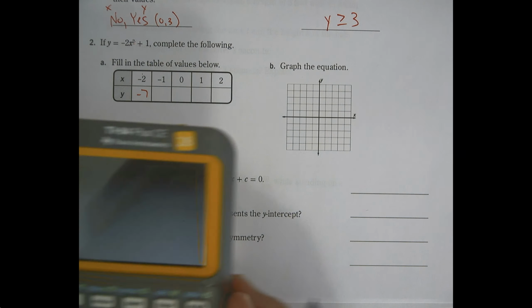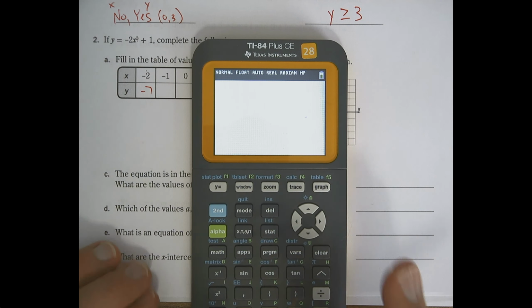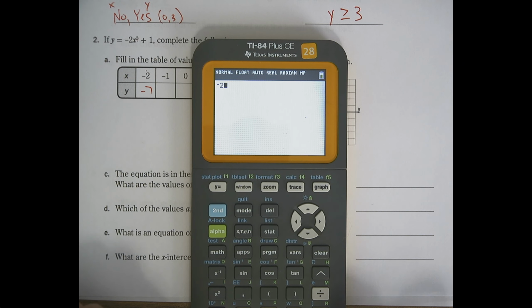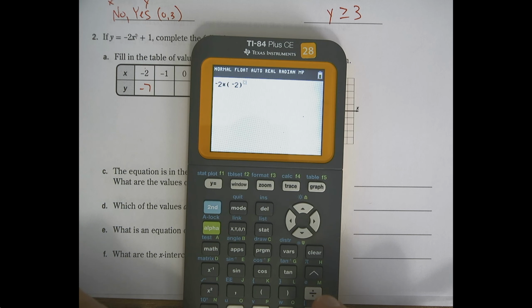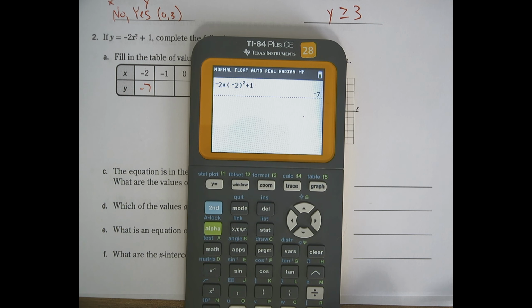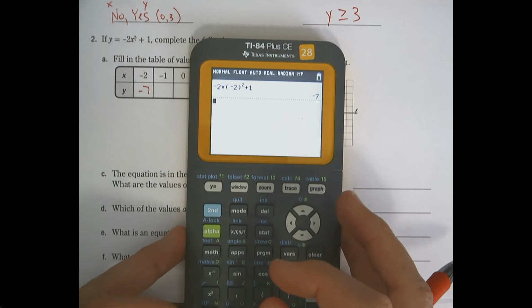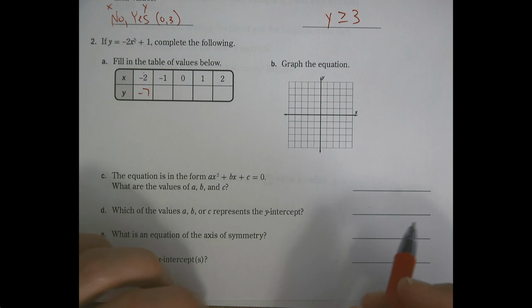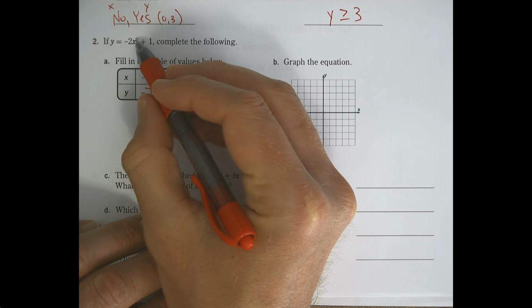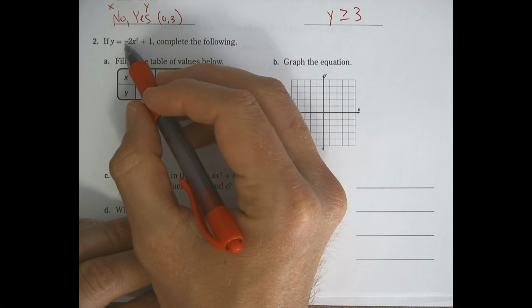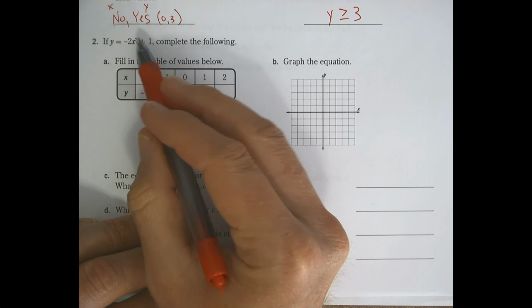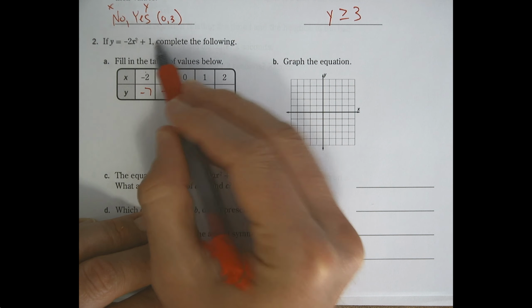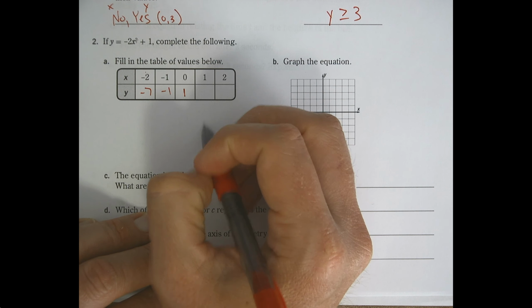Okay, if I was going to try and put that all in the calculator, it's going to have to look like this. Negative 2 times, then in parentheses, negative 2 raised to the second, plus 1. And there's my negative 7. So you can put it all in the calculator, but you do need to be careful with those parentheses. So negative 1 squared is 1 times anything is itself. So negative 2 plus 1, that's negative 1. 0 is going to cancel all of this out, so plus 1 is 1.